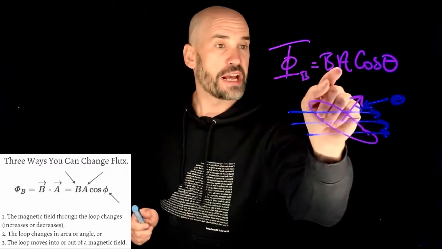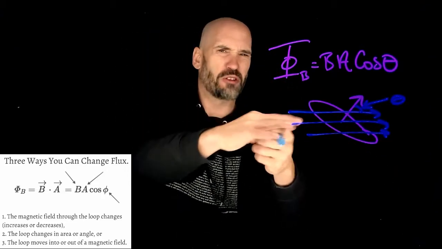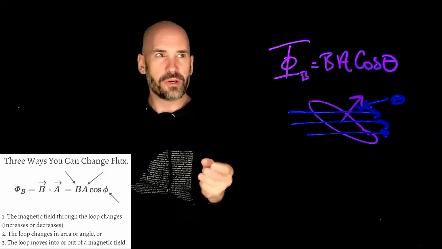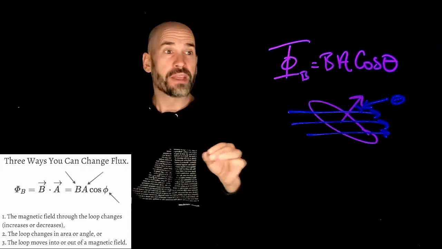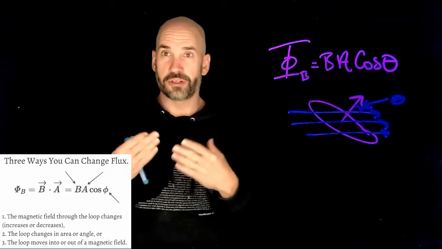We could change the area. What if we could somehow expand or contract or squeeze together this little loop? We would then be changing the area. That's another way to change the flux and thusly to induce a current.